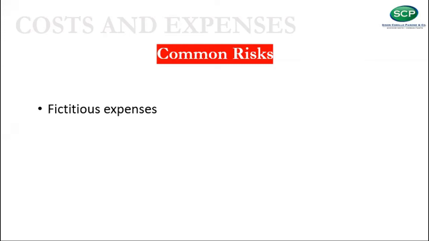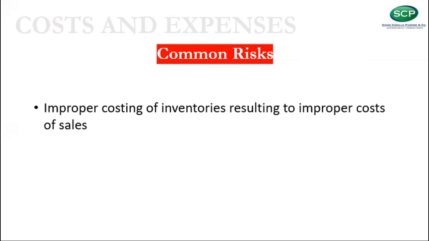Another common risk is the improper costing of inventories resulting in improper cost of sales. Cost of sales can be misstated due to improper costing of inventories, since the cost of sales is computed as beginning inventory balance plus purchases during the year less ending inventory balance. So any error in the costing of inventory can affect the accuracy of the amount of cost of sales. So, pag mali yung costing ng inventory, most likely or definitely yung cost of sales then will be erroneous as well. So we have to make sure that we audit the inventory account properly.